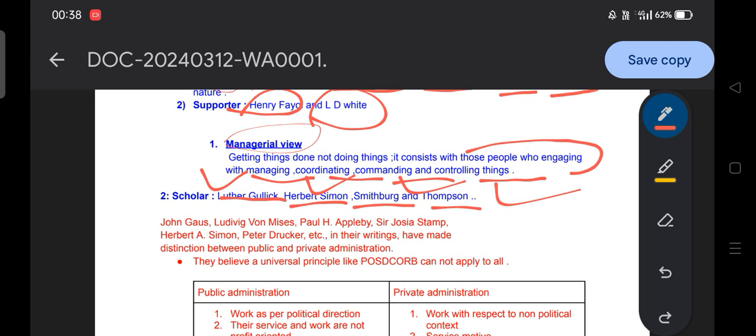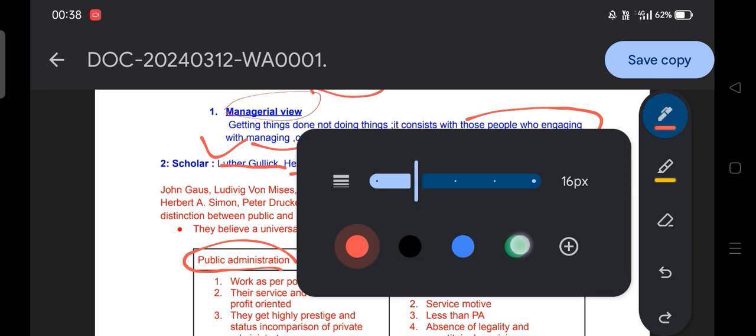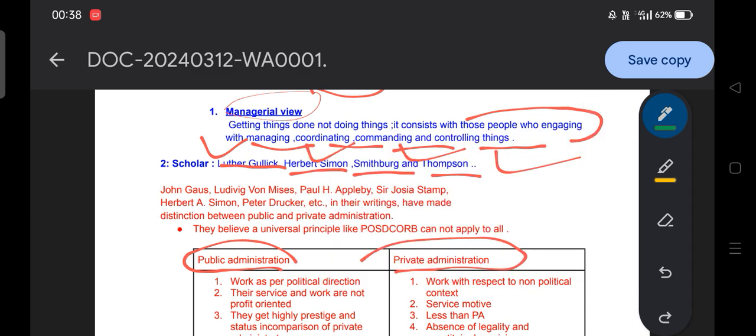Then we will switch to public administration and private administration. What is the difference between the two? Okay, so first of all you have to understand which scholars believe that there is a difference between public administration and private administration.